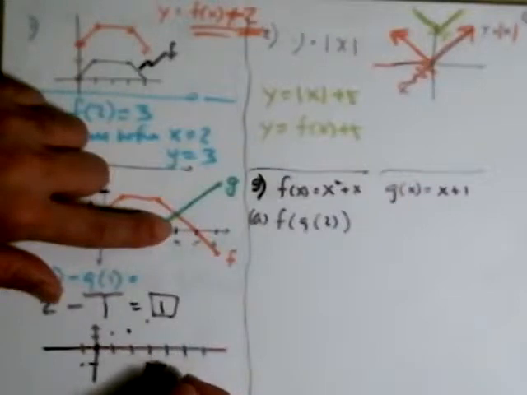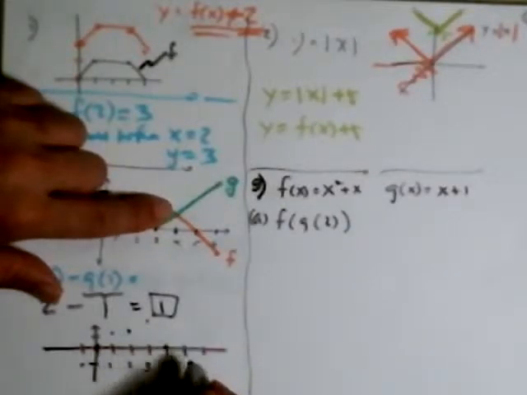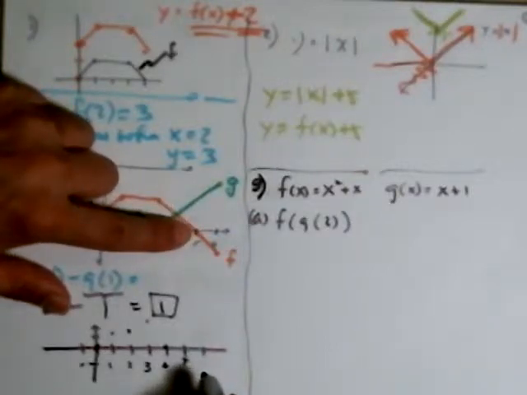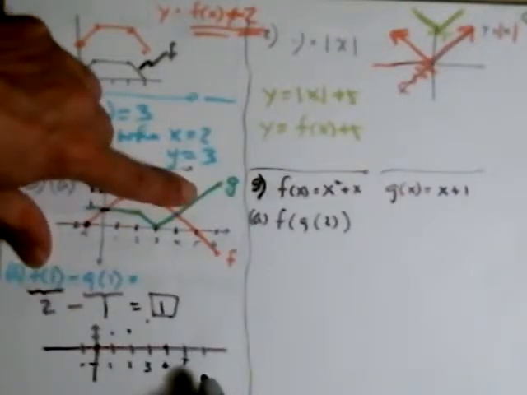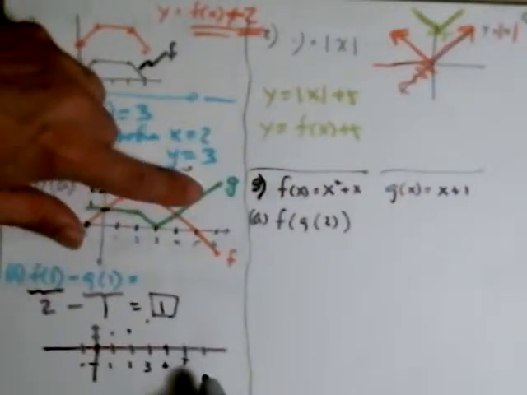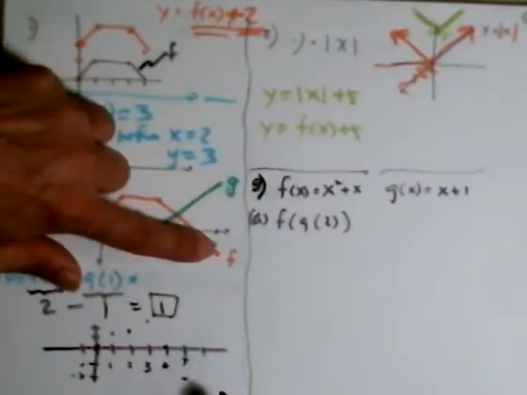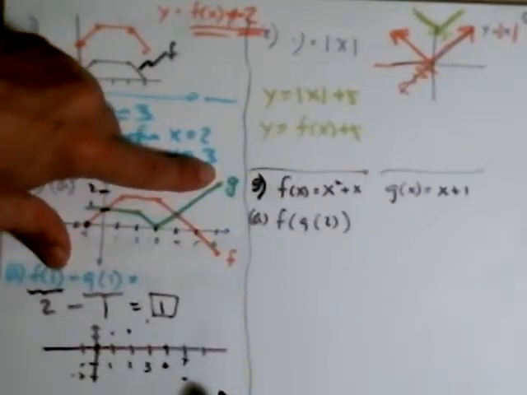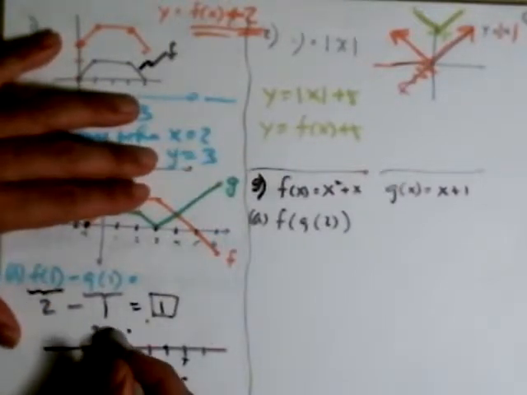And then at 4, my f is 1, my g is 1, f minus g is 0. At 5, it's going to be f, which is 0, minus the y value of g, which is 2, so it's going to be -2. And then f is -1 minus 3 is -4. So it's going to look something like this.